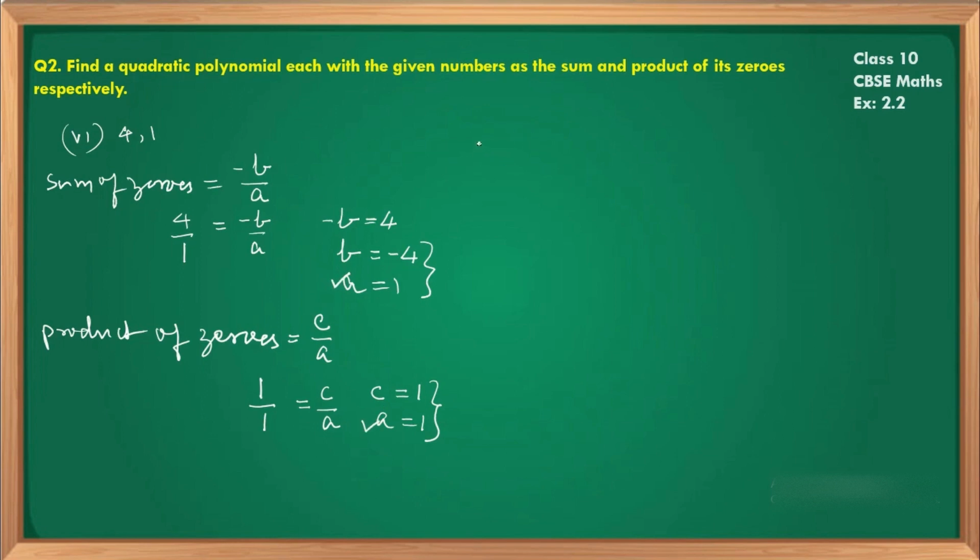Therefore, you can now go for the formation of the quadratic polynomial, which is ax square plus bx plus c. In place of a, you have 1 into x square plus b, which is minus 4. As I said, put the bracket so that you don't go wrong. Into x plus c. C is 1. Simplify now. X square plus into minus is minus 4x plus 1. So this is the quadratic polynomial for this question.